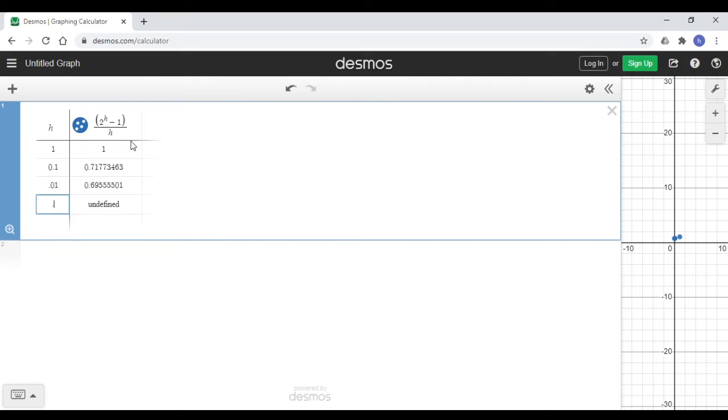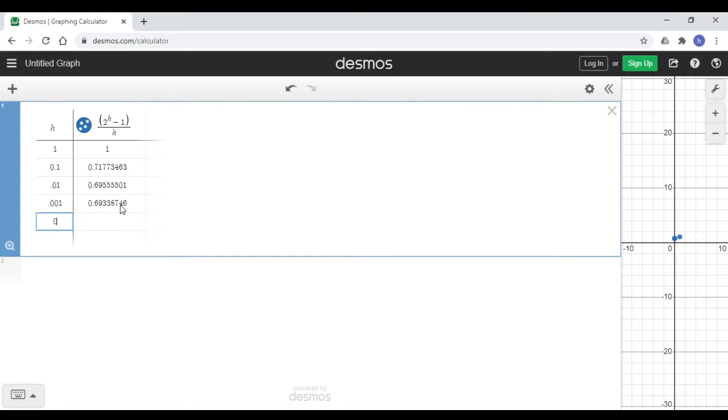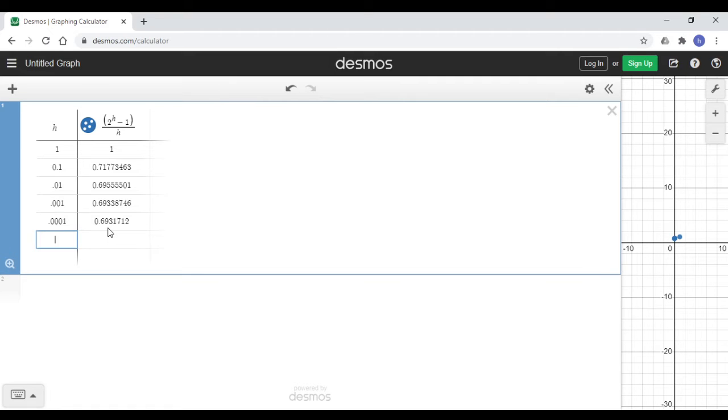And now I'm looking at 0.001. Okay, and here's my value for that. And what about another value? How about 0.0001? Okay, 3 zeros before the 1 right here, and now it's 0.6931. Okay, and I'm going to go a few more entries. So 0.00001. Okay, and so with technology, it can help us to do the limit problem with table a lot faster.